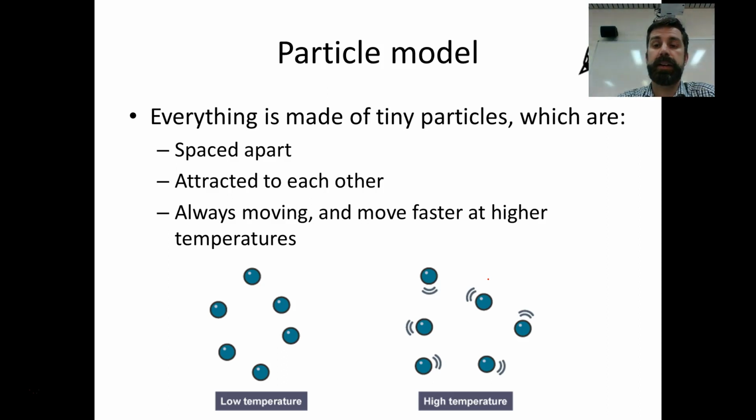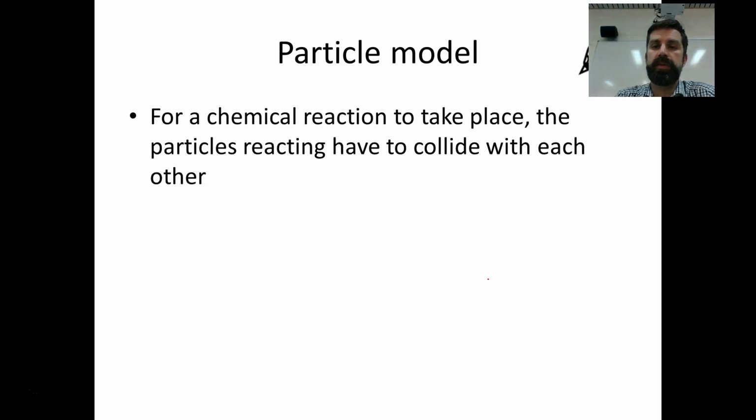So everything's made up of these particles. Now, if a chemical reaction is going to take place, then the particles reacting with each other have to collide with each other. So if we've got a particle over here of a fuel, for example, and that's moving through the air, and then we've got a particle over here of oxygen, and that's moving through the air, these two things, in order for them to react with each other, they actually have to basically smash into each other. And when they smash into each other, that's what's actually going to cause the chemical reaction to start up.